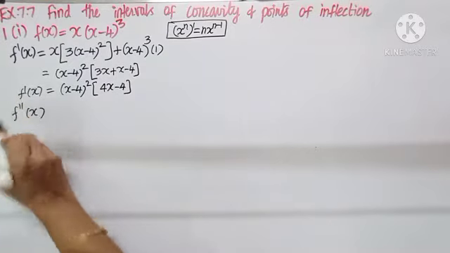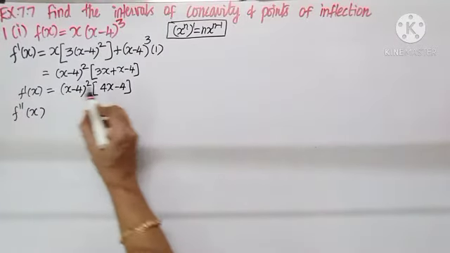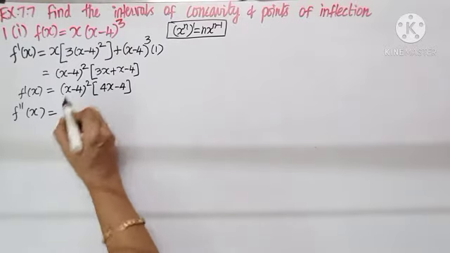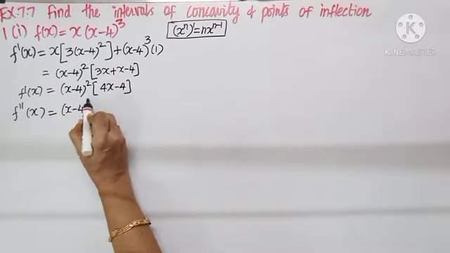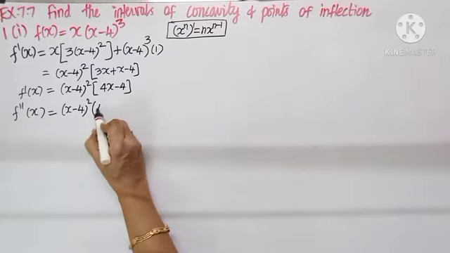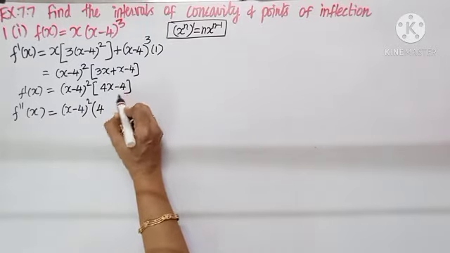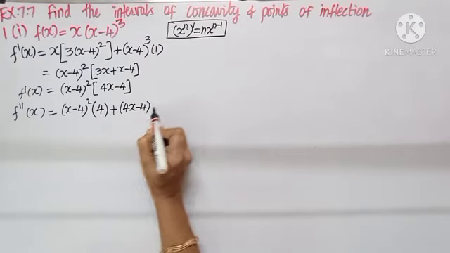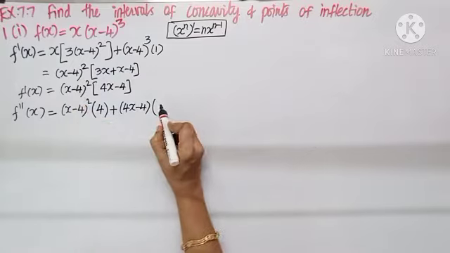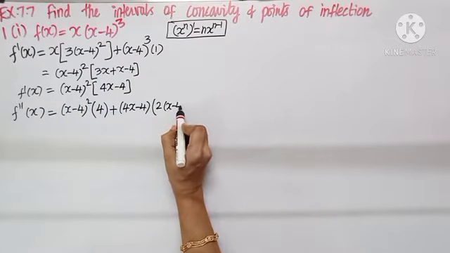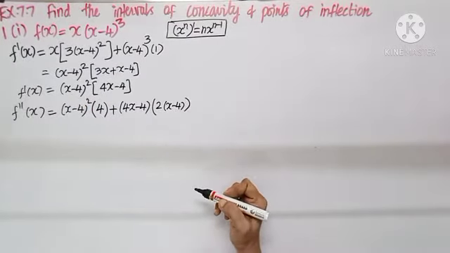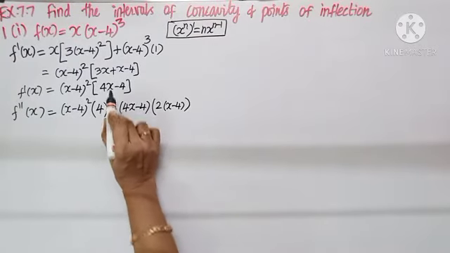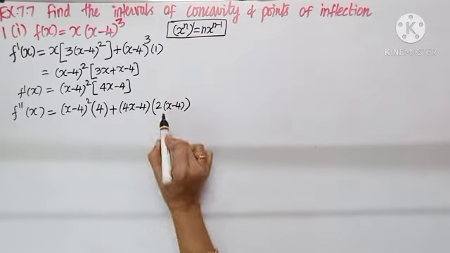The next step, find out f double dash of x. What do you mean by f double dash of x? This answer we differentiate again. Again there are two terms. Keep the first term, x minus 4 the whole square, 4x minus 4 will become 4. This constant 4 will become 0, plus 4x minus 4 into x minus 4 the whole square will become 2 into x minus 4. Keep the first term, differentiate the second term, plus keep the second term, differentiate the first term.